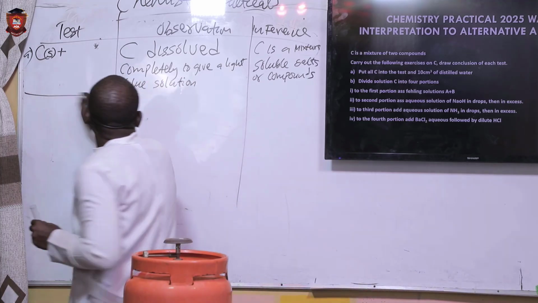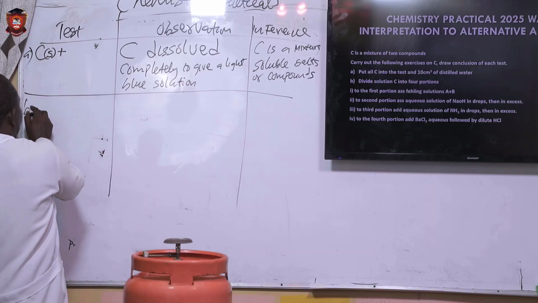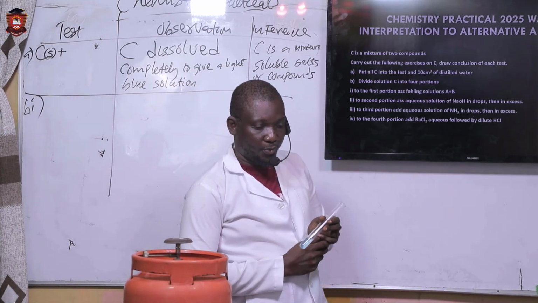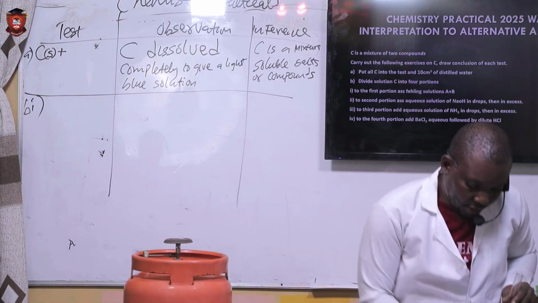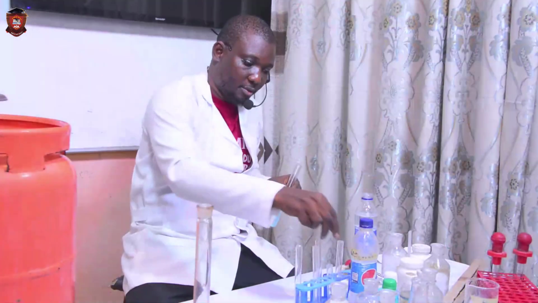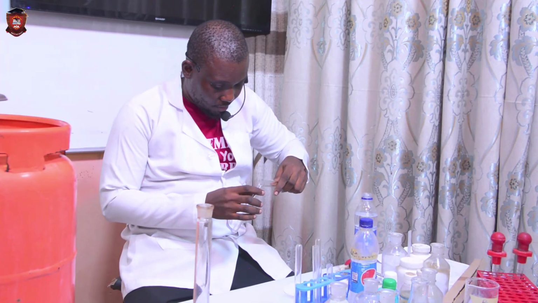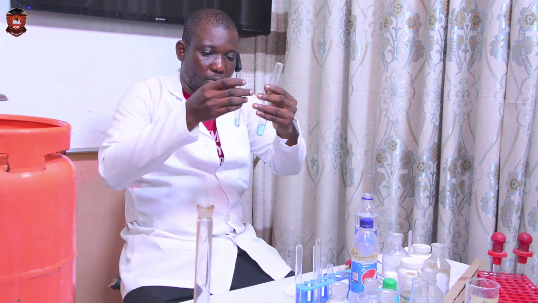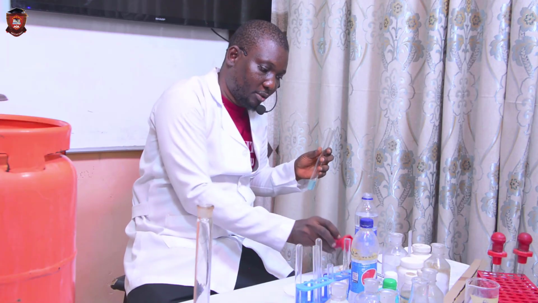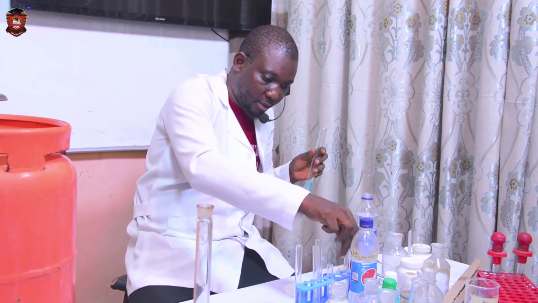So, you go to B. B says we should divide it into how many portions? 4. So that's why you have more than enough to divide. So, look for a clean test tube. Sometimes they'll tell you 2 cm each. So instead of wasting time, you can use your discretion to guess 2 cm. So I can guess this as 2 cm.